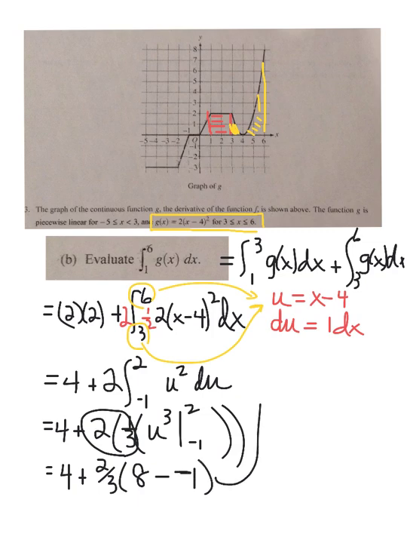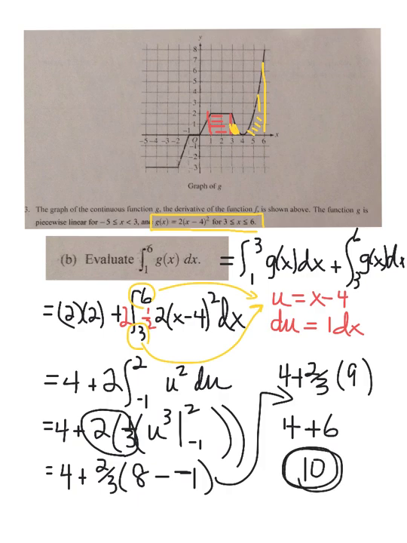All right, I'm going to bring that up over here. So that's going to be 4 plus 2/3, and 8 minus -1 is 9. So that is going to be, what do we got there? So 9, 18, so that's going to be 6, right? So 4 plus 6, which is 10. And there's your final answer.